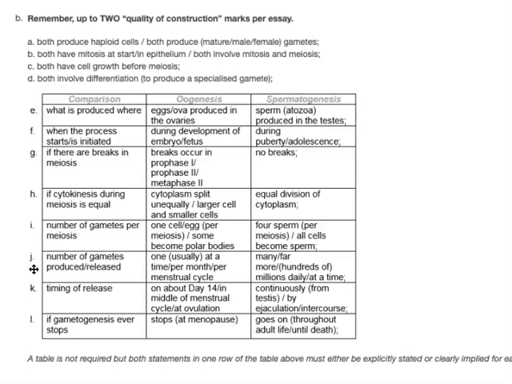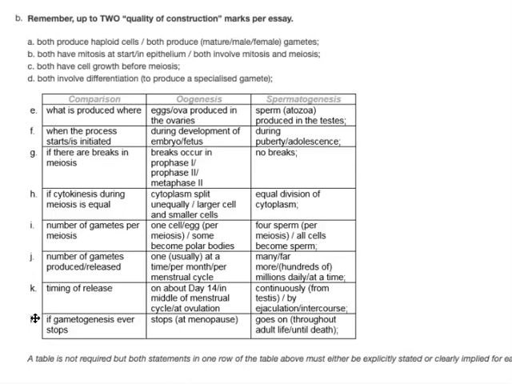The number of gametes that are produced or released is going to be different. You should also note that there are polar bodies being produced in meiosis with oogenesis. Okay, the timing of release for males, the sperm are constantly being produced and released, versus females, only being released on the 14th day of their menstrual cycle.